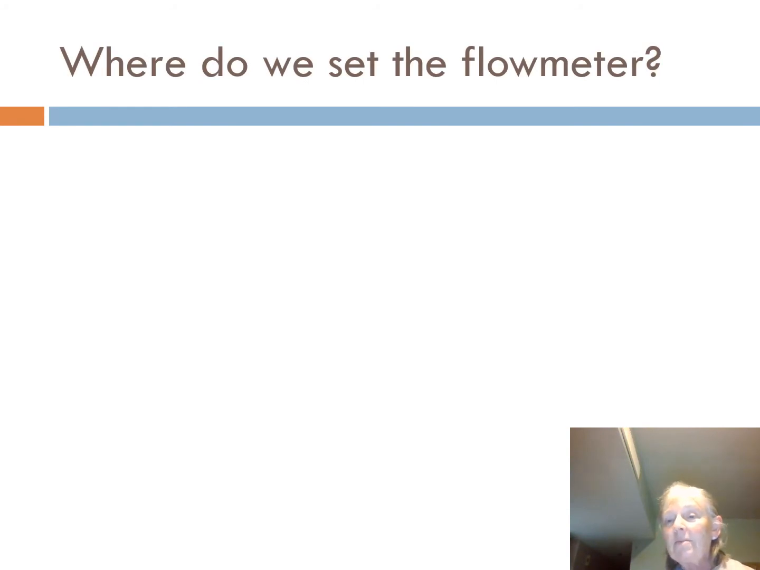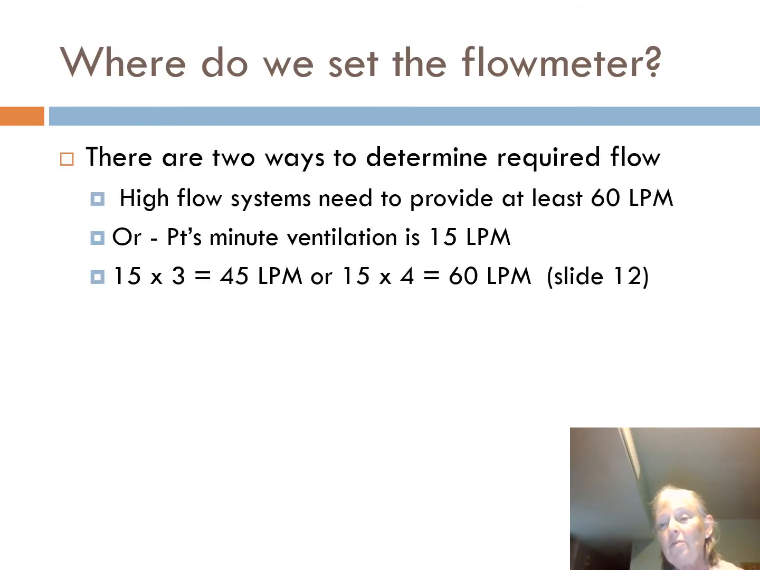So guess what? Sometimes we know what the total flow the patient needs, but we don't know how to set up the flow meter. There are really two ways to determine this. The first one is if I don't really know what the patient needs, since this is a high flow device, I have to be able to deliver at least a minimum of 60 liters per minute to that patient, okay? So if you ever see a problem that says, I have this patient on this device, where do I set the flow meter, and they don't give you something else, deliver 60 liters as the default.